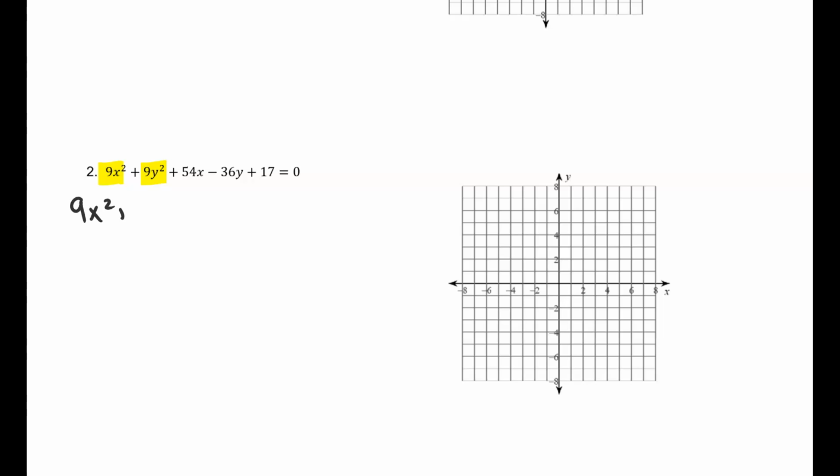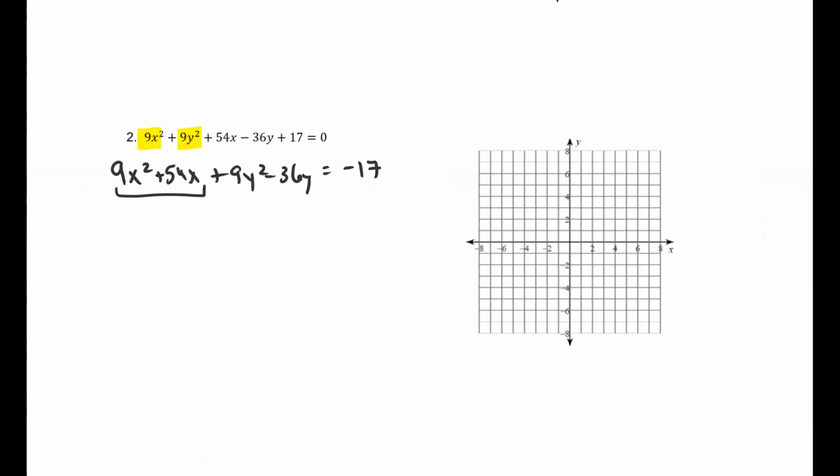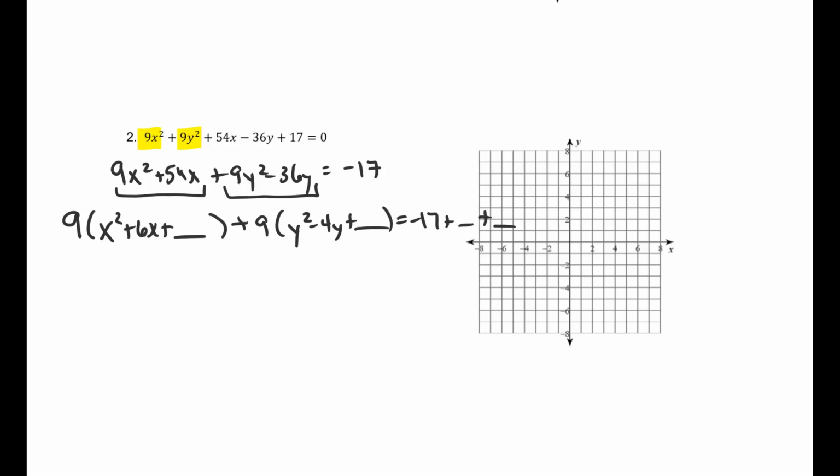So we have our 9x squared plus 54x, and then we get plus 9y squared minus 36y, and we're going to equal a negative 17. The constant goes over. We look at our values here and we say, okay, what's in front of the x squared? A positive 9. So we factor out a 9 between those two terms. So I got 9 times the quantity x squared plus 6x, plus blank. Doing the same thing here, I'm going to factor out a positive 9 from my y terms. And so I get 9 times the quantity y squared minus 4y, plus blank. And then we're going to go negative 17 plus blank plus blank.